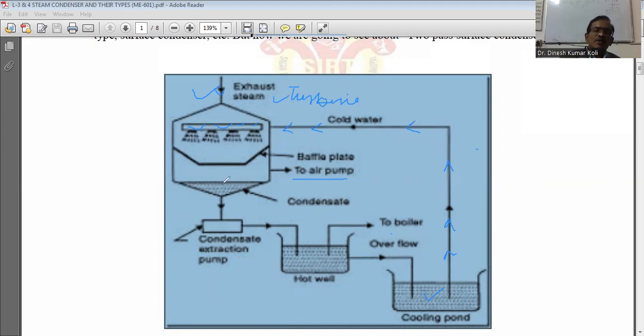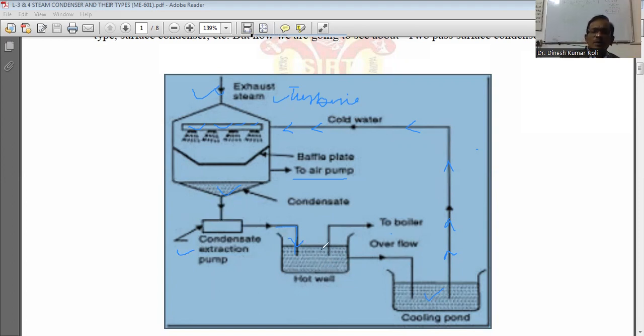Then at this side, you can see what is called the condensate. The water which has taken heat is in the liquid phase, and the exhaust steam which has been converted into water is also water. So these will mix together, and it is called the condensate. With the help of the condensate extraction pump, this water will be extracted and then supplied to or stored in a reservoir which is called the hot well. So the hot well is the reservoir.